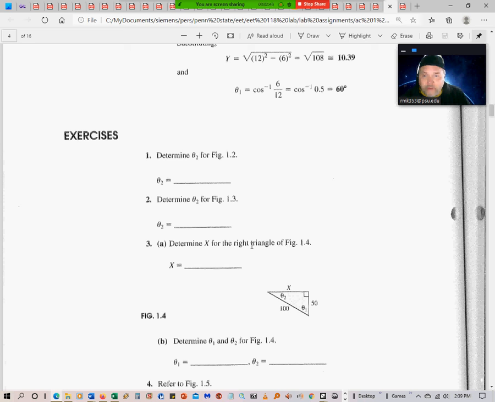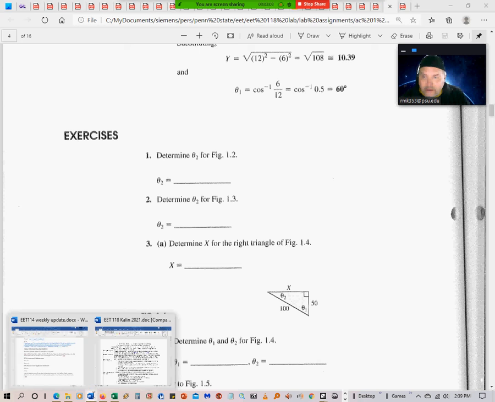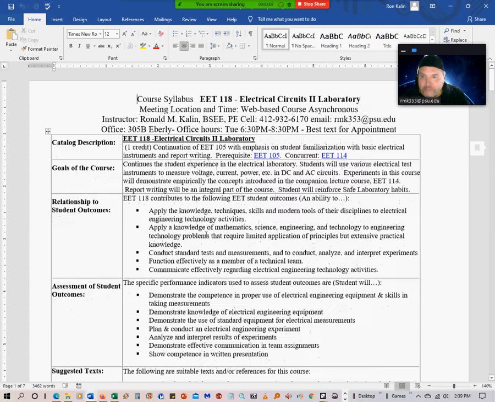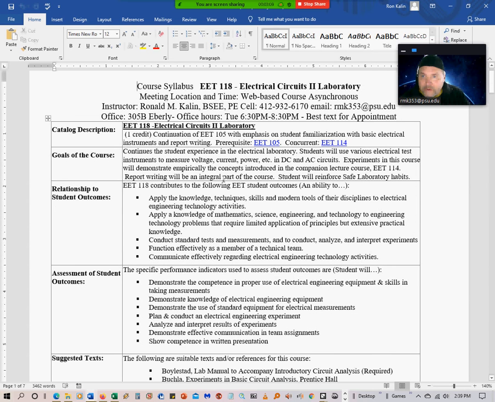You'll be able to get by this assignment, but in future assignments, you're just not going to be able to do it. So you need to get a TI calculator as shown in the syllabus here, or an equivalent, a TI-89 or something like that. And I went over that in the EET 114 syllabus.